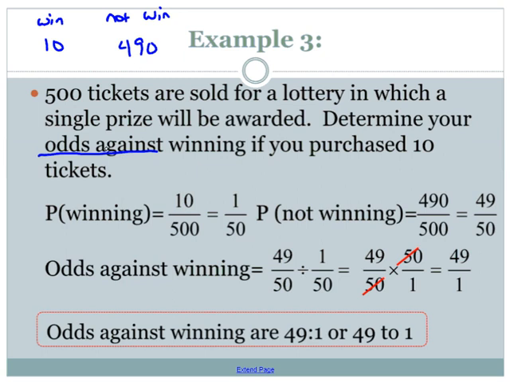So if we want odds against, remember in this case, that's going to be not win, colon, win. So that's 490, colon, 10. And you can write the word "to" if you want, but I just like the colon. And now I see that they're both a factor of 10. I could divide a 10 out of each of these, and that's how you end up getting this number down here of 49 to 1. If you divide a 10 on the left side, divide a 10 on the right side, you end up getting 49 to 1. Okay?